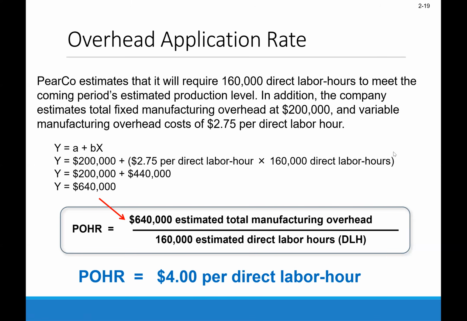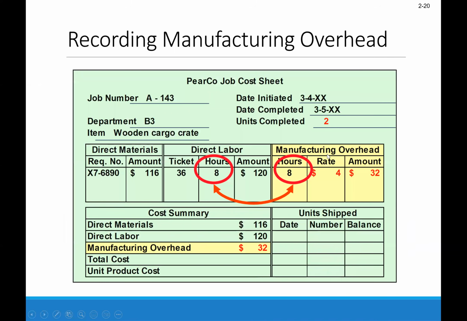So once we have that, we then will find out the actual direct labor hours. So you see, when we take the direct labor hours that got charged to a ticket of 8 hours, we will take our rate of $4 an hour to assign the manufacturing overhead to that specific job.